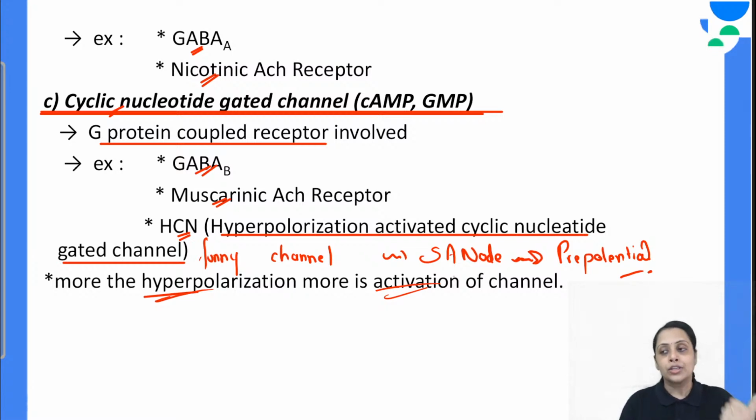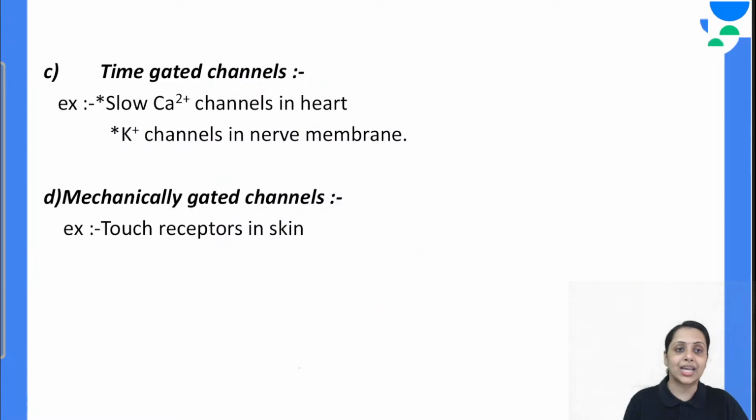Is this clear? So we have voltage gated channels, leaky channels, and cyclic nucleotide gated channels. Next one is the time gated channel. Some channels open up slowly, some channels open up fast. So these are time gated channels. In this, the slow calcium channel in our heart and the potassium channel in our nerve membrane are classical examples of a time gated channel.